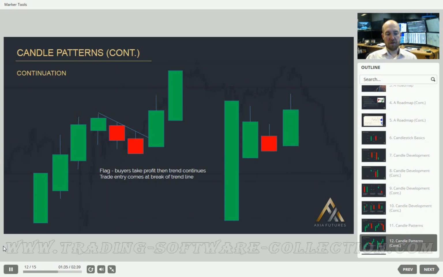Next up, you've got a double inside day. A double inside day is whereby you have a move higher and then 2 days, one within the other. The break of the smallest, most recent day gives you your entry, so you're looking to buy on a break of the high or low of that candle.